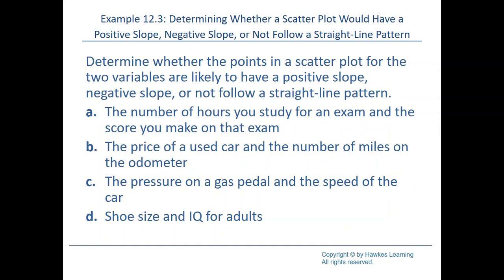So let's take a peek at some possible points in a scatter plot from two different variables, and let's see whether or not they would have a positive or a negative slope, or maybe they may not even follow a straight line pattern. Maybe we can't tell. Our first example, A, is the number of hours you study for an exam and the score you make on the exam. Our second example, B, is the price of a used car and the number of miles on the odometer. C is the pressure on the gas pedal and the speed of the car. And D is the shoe size and the IQ for a person.